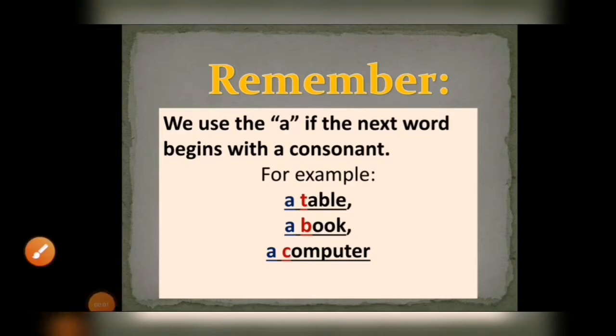Let me just remind you what consonants are. Consonants are letters in the alphabet that need a vowel in order to create a sound. There are 26 letters in the alphabet, and 21 of them are consonants. The 5 are the vowels. The vowels are a, e, i, o, u.